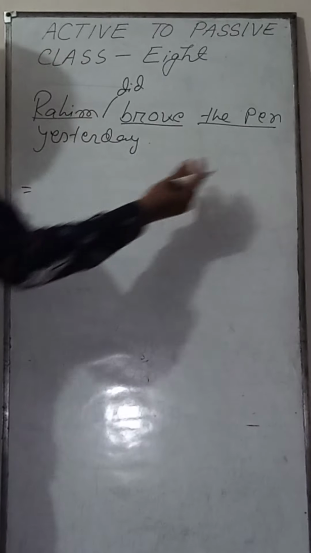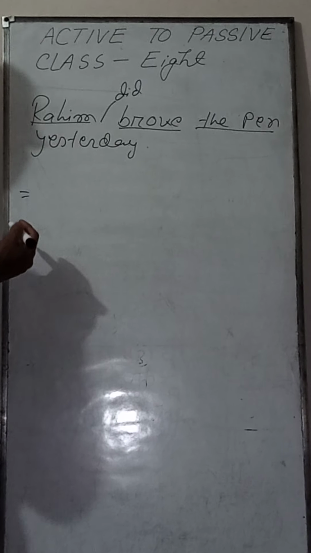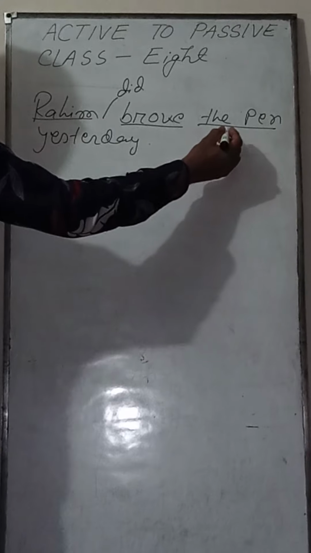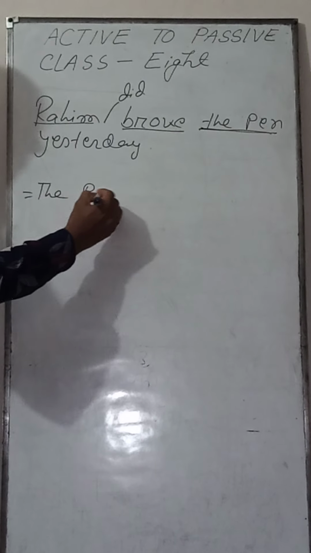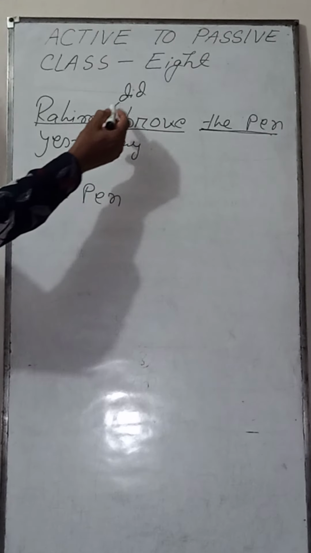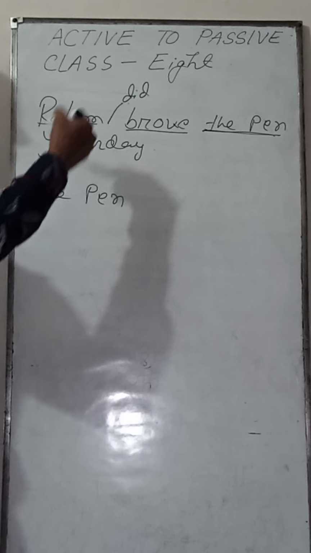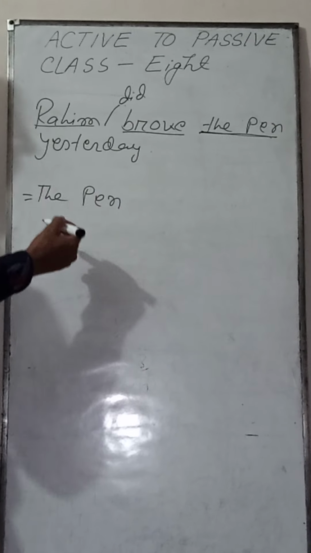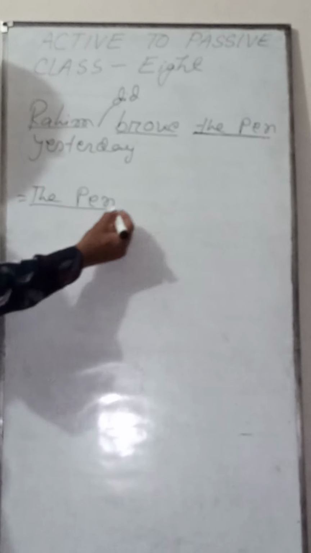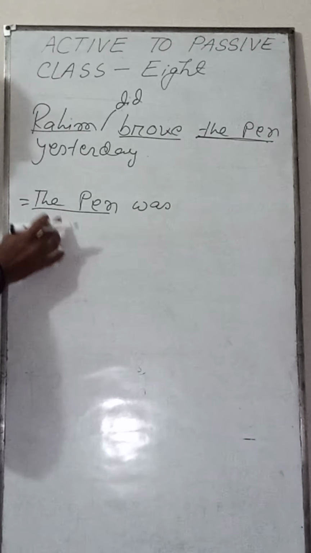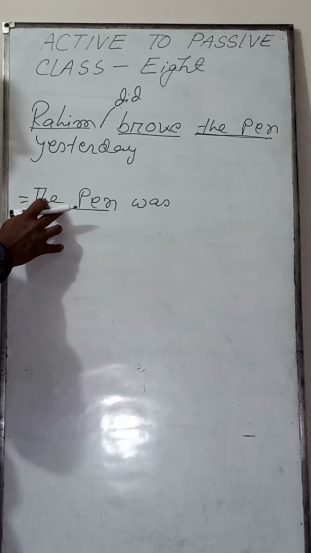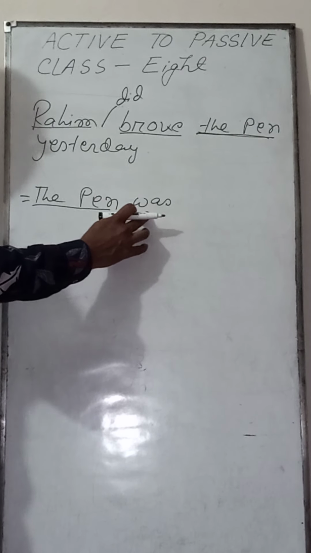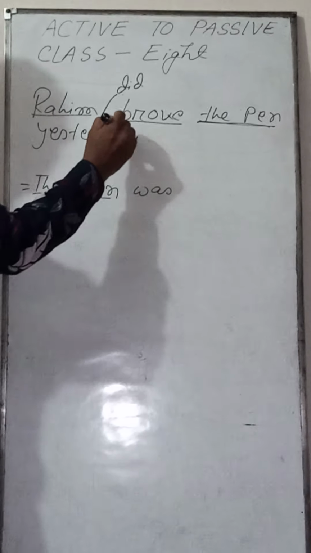The pen is the object. According to the structure of the voice, now I have to write the object first: the pen. In the case of the auxiliary verb did, the auxiliary verb of the voice will be was or were. Here, the pen was, because the pen is singular. And if you find the plural, then you have to write were. The pen was broken.